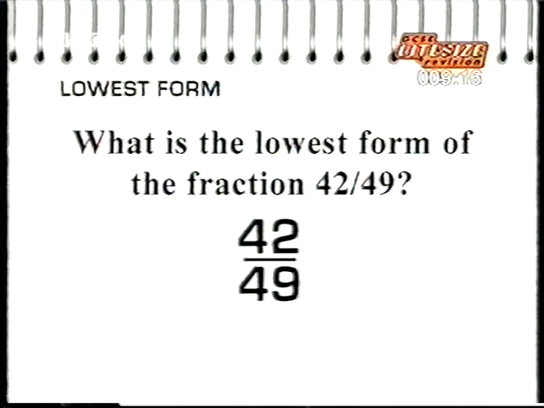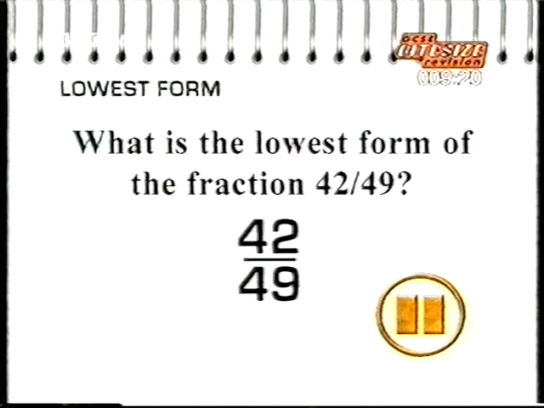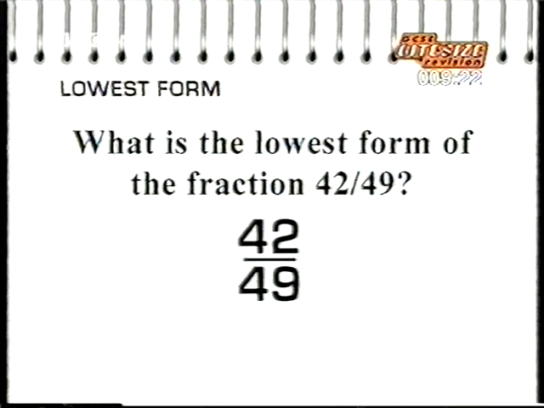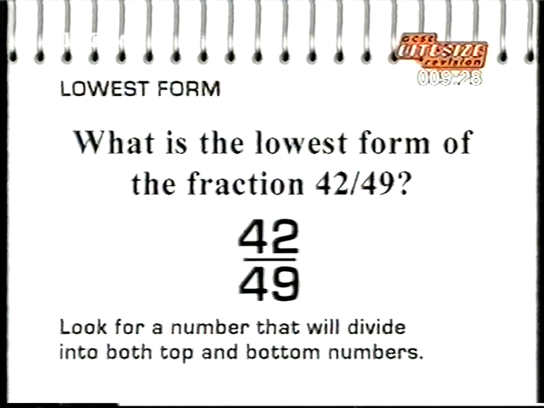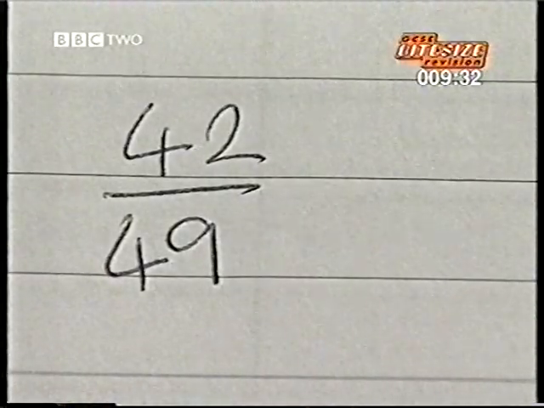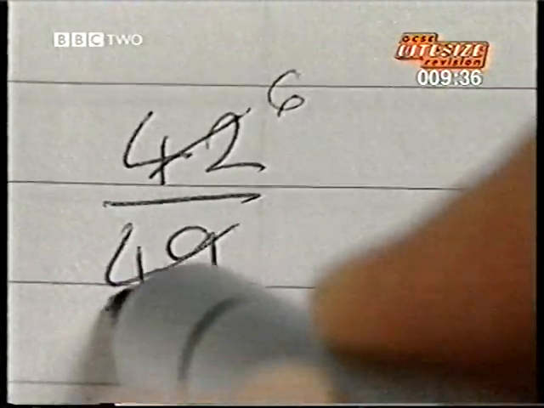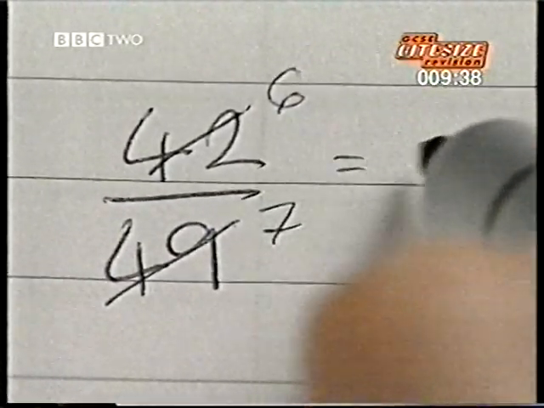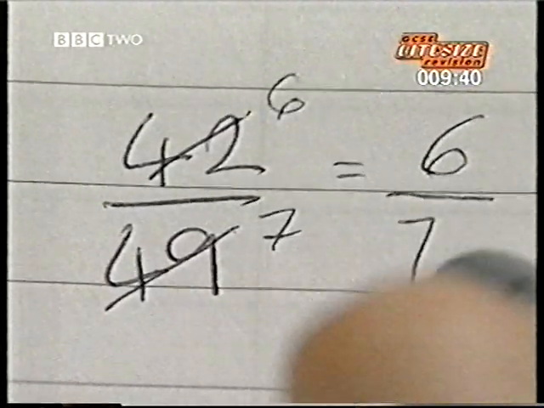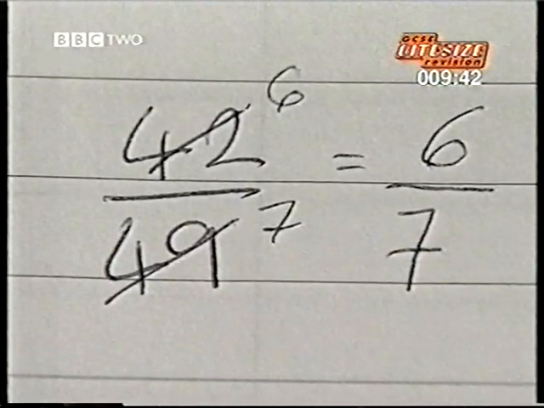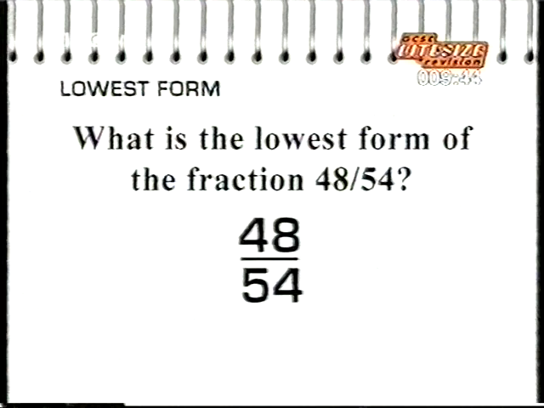What is the lowest form of the fraction 42/49? To simplify this fraction to its lowest form, we're looking for a number that will divide into both the top and bottom parts of the fraction. 7 goes into 42 6 times, and into 49 7 times. So the lowest form of 42/49 is 6/7.